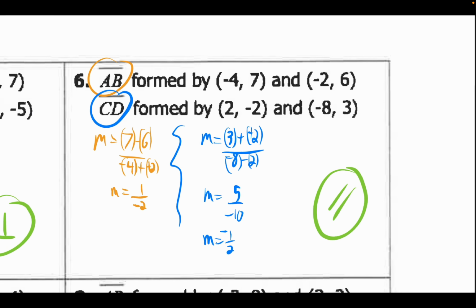Now, if one of those had been a positive, then these wouldn't be parallel, they'd be neither, because it'd be opposites, but not reciprocals, and they're not the same.